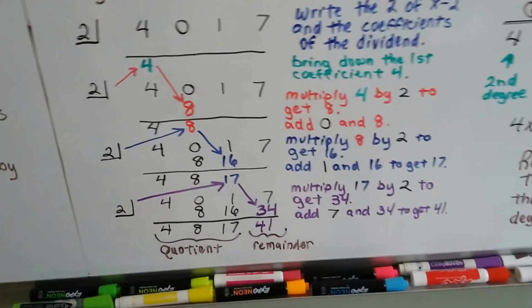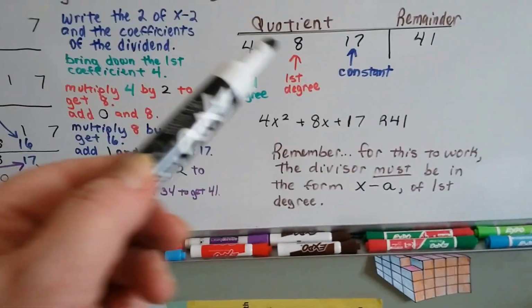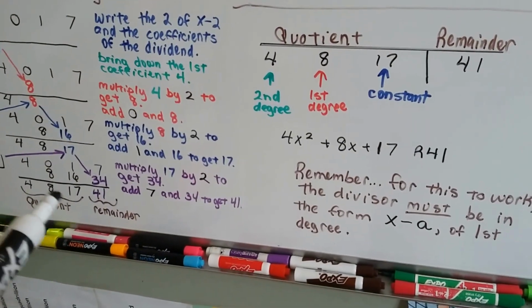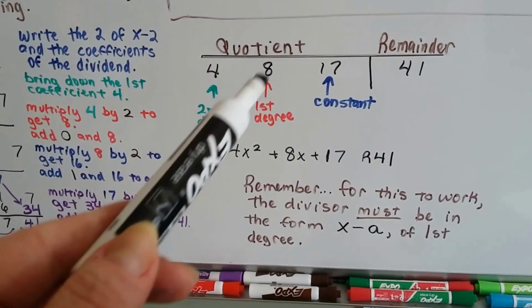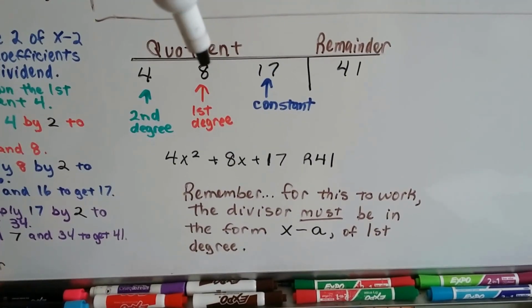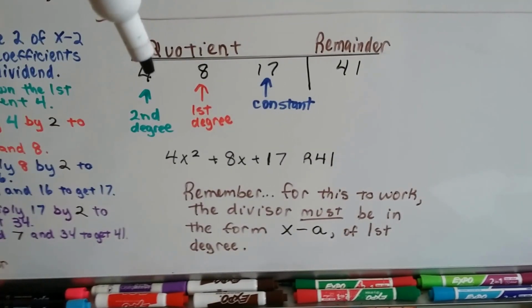See? So we can write it like this. This is our quotient, and that's our remainder. We got a 4, an 8, a 17, and a 41. What happens is that's our constant, that's our first degree, and that's our second degree.